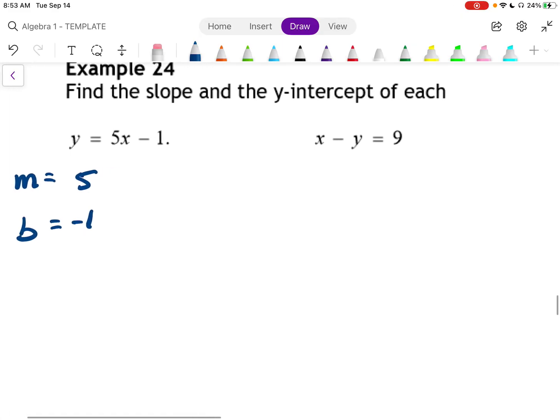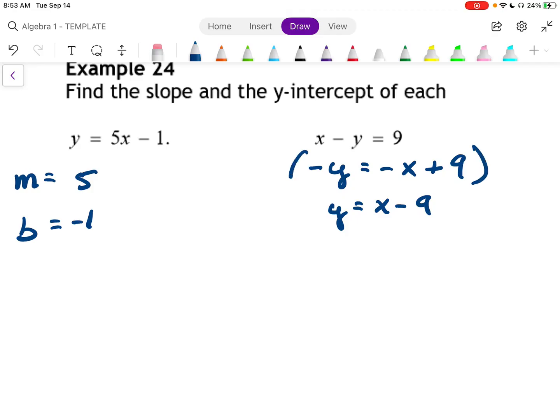Next up, let's rearrange this equation so that it is in slope-intercept form, the y equals mx plus b form. I'm going to subtract my x to the right, so I'm going to have -y equals -x plus 9. Now I can't have a negative y, I need a positive y, so it's going to be y equals x minus 9. So I multiplied everything by a -1. Now I can see really easily, my slope m is whatever's in front of my x, it's a 1. And then my b would be -9.